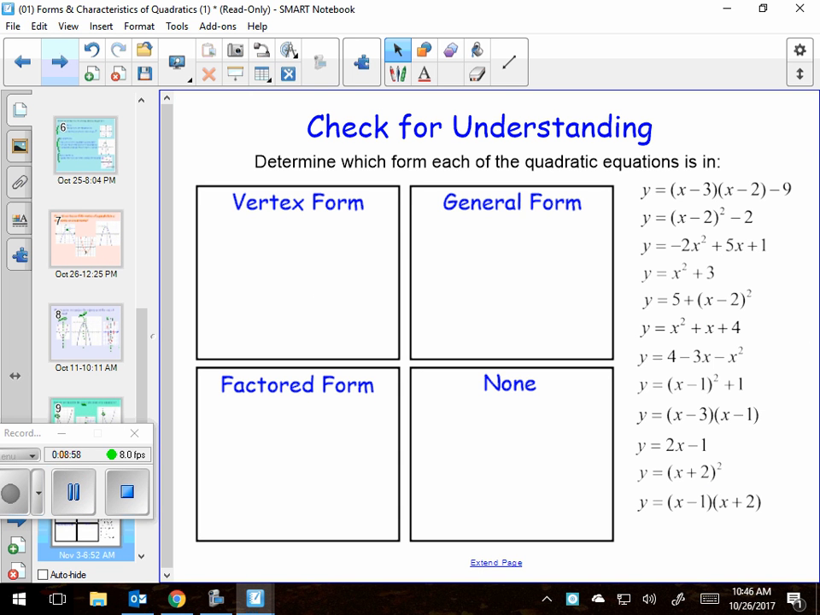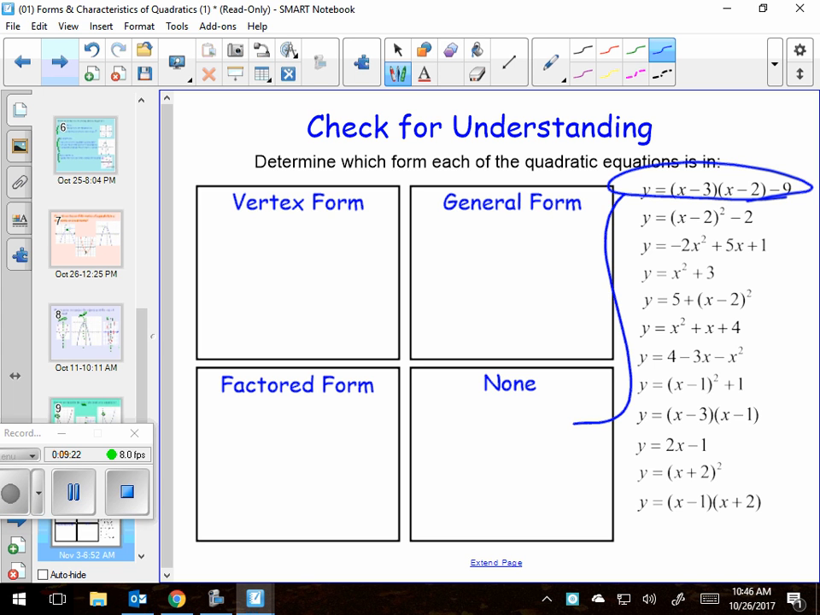This first one is kind of a trick question. People think it's what form? What do you think right off the bat? I hope you're thinking factored form, because see those parentheses? But it's not factored form. Why? Because it's got that extra -9. You can't have an extra number at the end if it's really factored form. That was a pretty cheap shot to put at the very beginning. That's a none. No, it wasn't vertex form either.